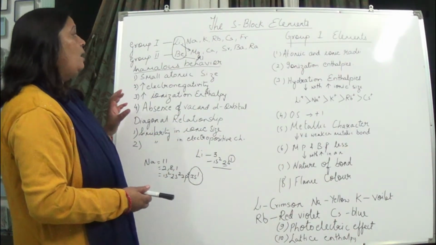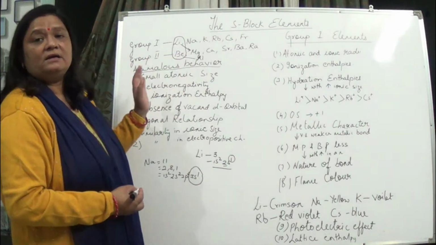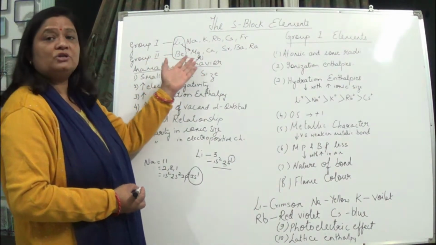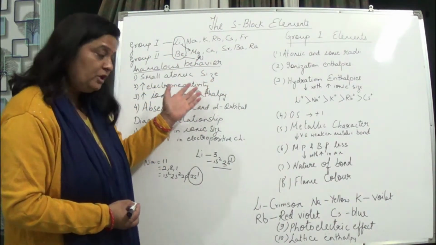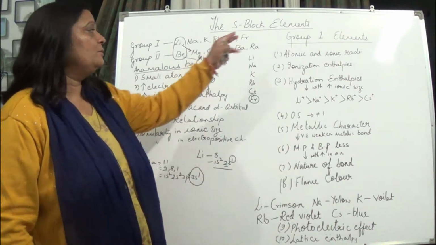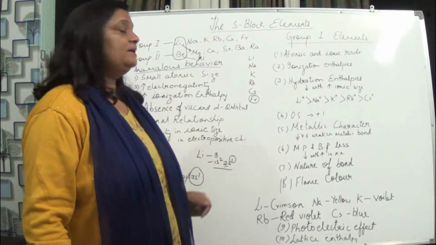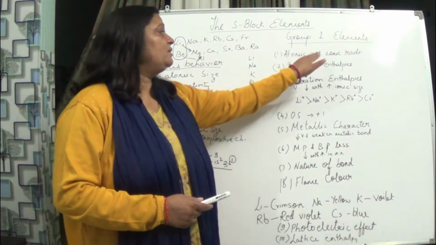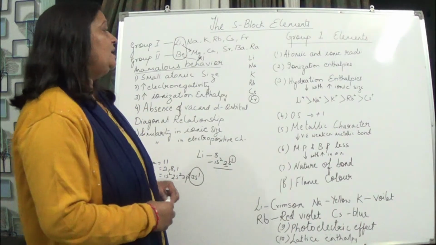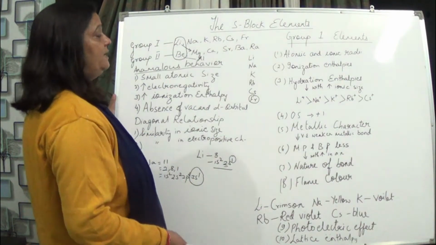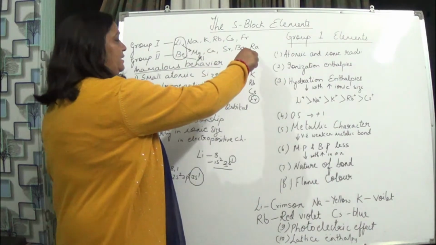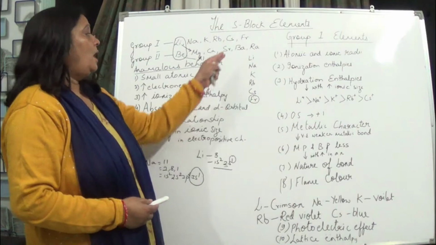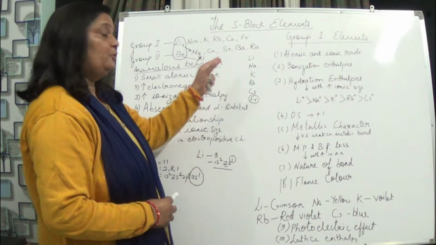And this is why this shows a diagonal relationship, like lithium shows a diagonal relationship with magnesium and beryllium shows a diagonal relationship with aluminum. Now coming to the group 1 elements, we'll be studying the physical properties first. Talking about the atomic radius and the ionic radius, they go on increasing from up to down in group 1.